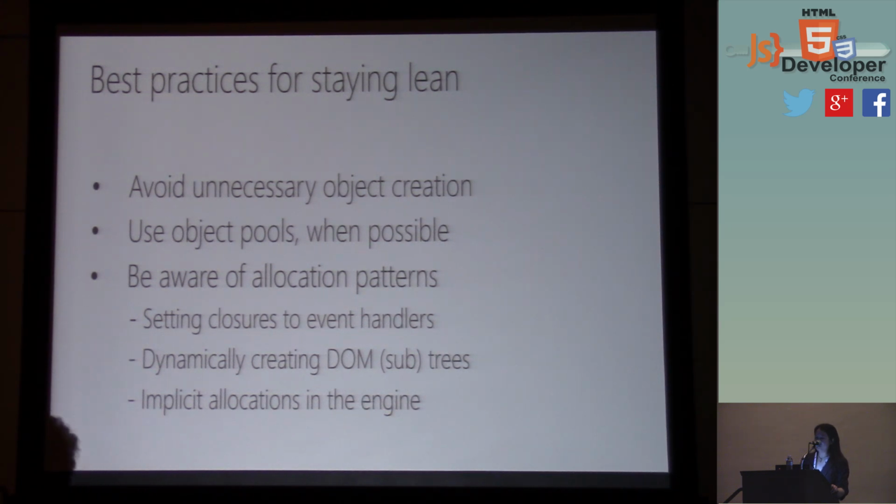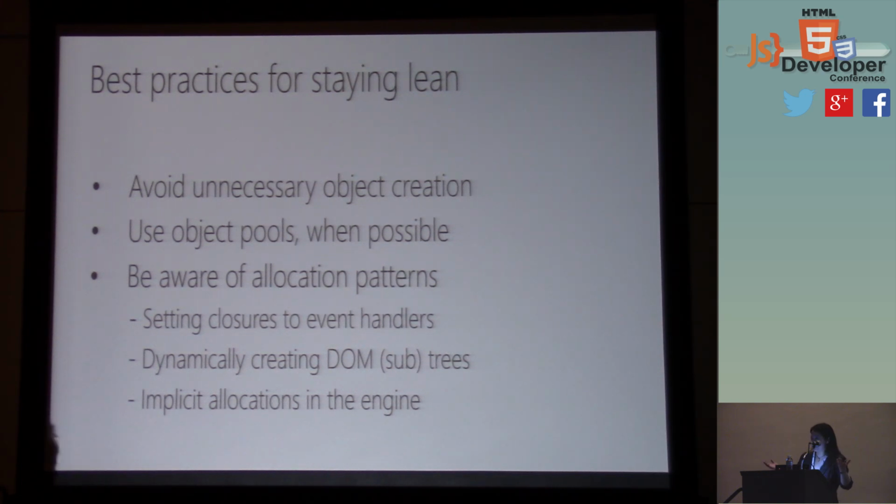For example, how many of you set a bunch of closures in your event handlers? Did you purposely try to clean up those closures? Because if you don't, they're going to stay there forever. It's going to take a lot of memory. The other thing is to try not to create too much dynamic DOM tree. If you can, with some easy ways to do that, don't always create a bunch of dynamic ones. Make sure you don't allocate a lot of objects implicitly in the engine.